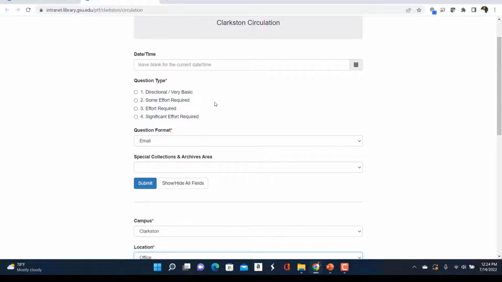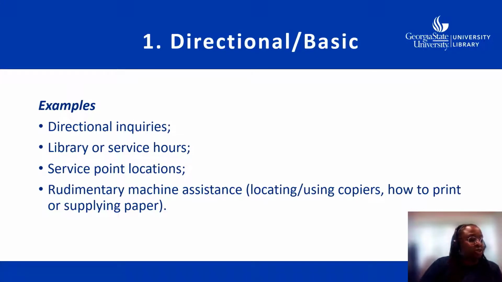So we have a modified version of the Reed scale, which is here. The original Reed scale has 6 points. We have 4. First level, directional: very basic questions that maybe you do not use any reference tools to answer. Think, where's the restroom? What floor is the quiet floor? These types of questions do require some knowledge of your workplace, but do not require you to use a tool. Answers that require the least amount of effort, there are no specialized knowledge or skills or expertise used, and no consultation of resources.